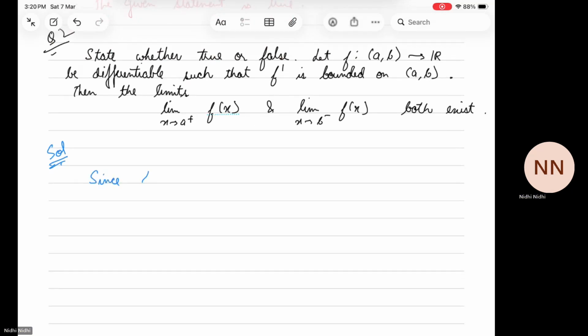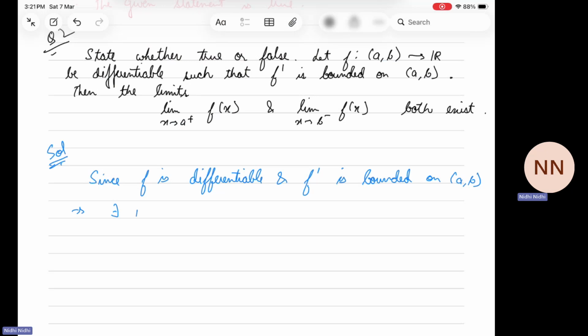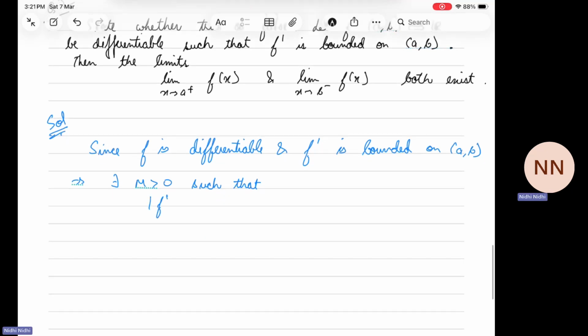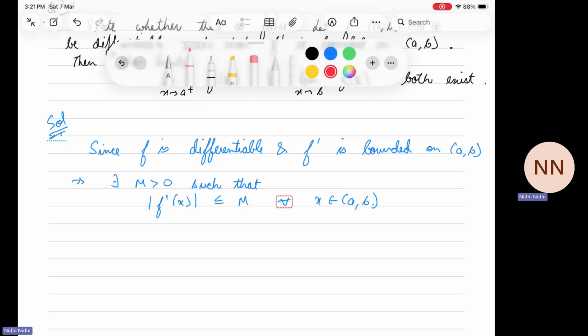Since f is differentiable and the derivative f dash is bounded on open interval (a, b), this implies there exists some positive real number m which happens to be the upper bound of the function f dash, such that mod f dash x is less than equal to m for every x in open interval (a, b). Okay, let's mark this as equation 1.